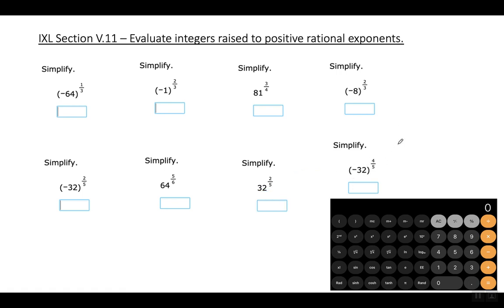All right, so let's look at this one. When I rewrite it, I'm getting the fifth root of negative 32 to the fourth power. So let's do this part first. The fifth root of negative 32 is negative 2. So now I got negative 2 to the fourth power, and that's going to give you positive 16.